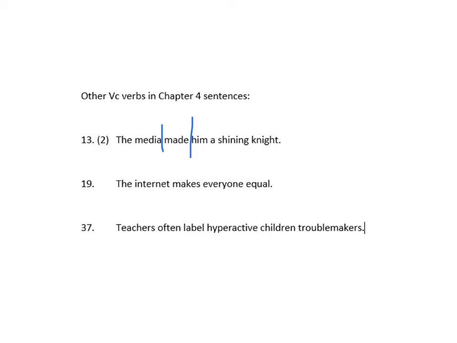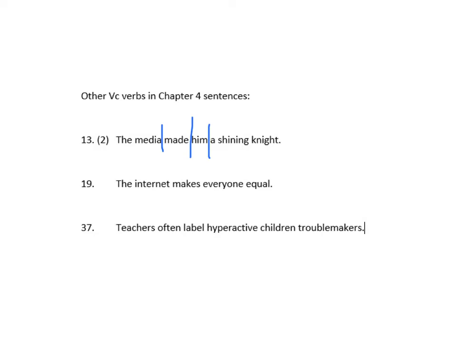The media is, of course, the noun phrase subject, and made is a past tense verb, and we haven't determined what it is yet, but of course I'm including it here because it's a VC verb. So what do we have that's following the verb? Him is a pronoun. Because it's only three letters long, it might seem like it's just going to be a little part of something else, but it fills the noun phrase direct object slot all by itself. And then a shining knight is the object complement, and it's a noun phrase object complement.